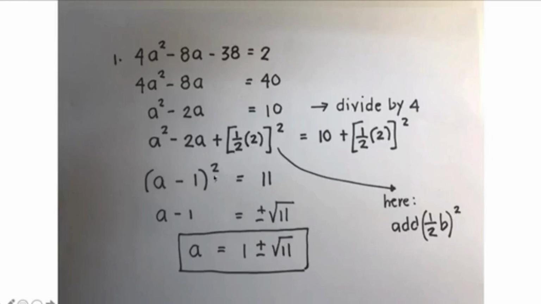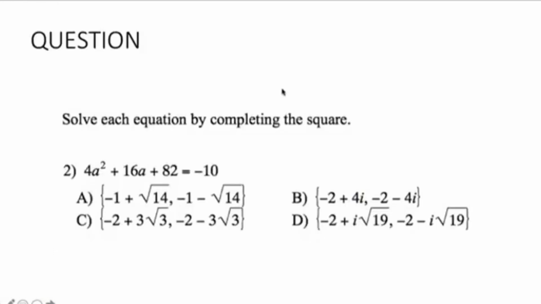And then that becomes a square of a binomial. This is 1, so 10 plus 1 is 11. And then add 1 to both sides of the equation. So you get a equals 1 plus or minus the square root of 11. Okay, here's the next question.